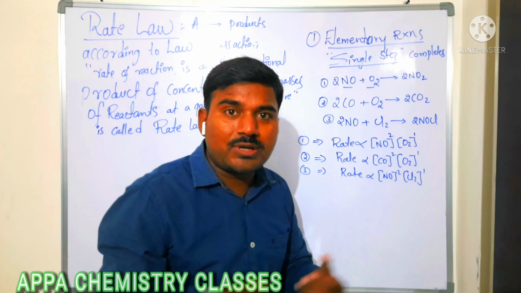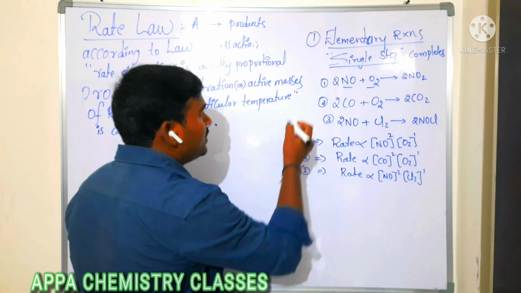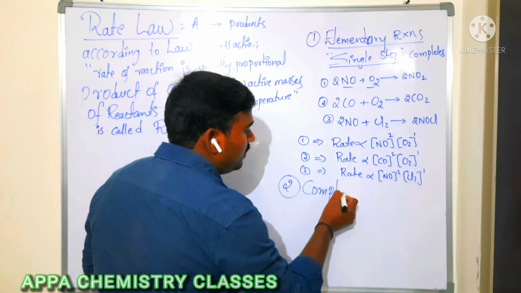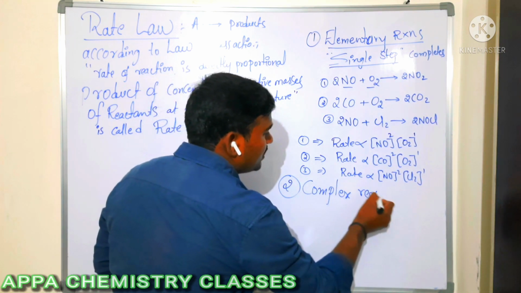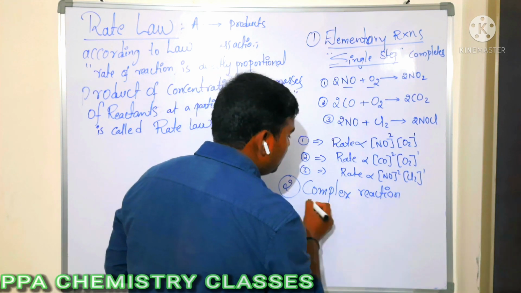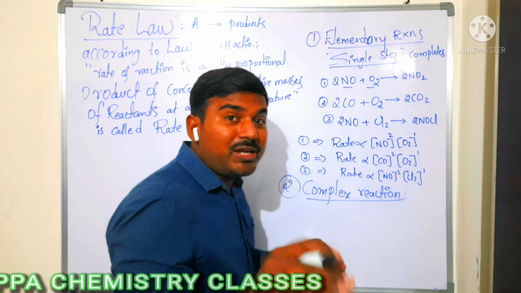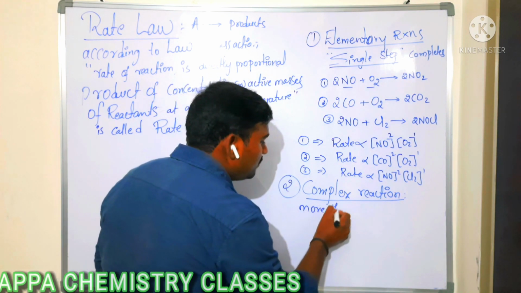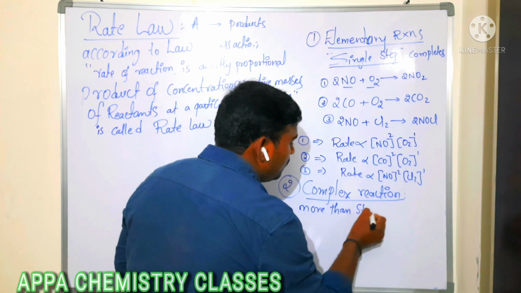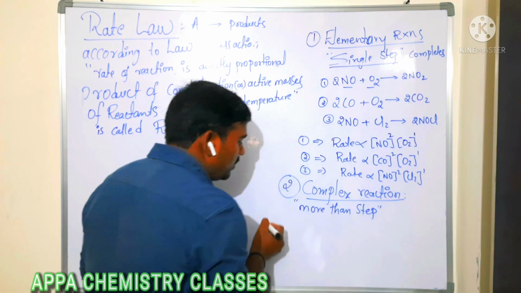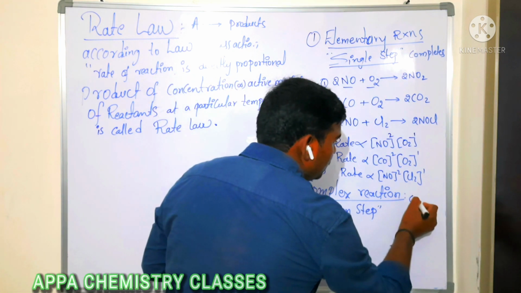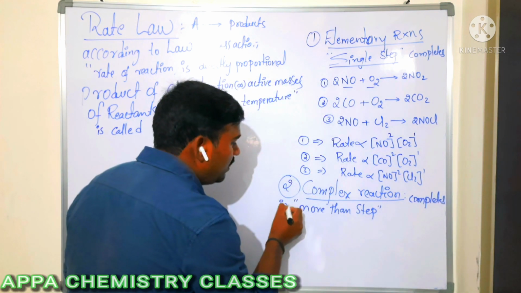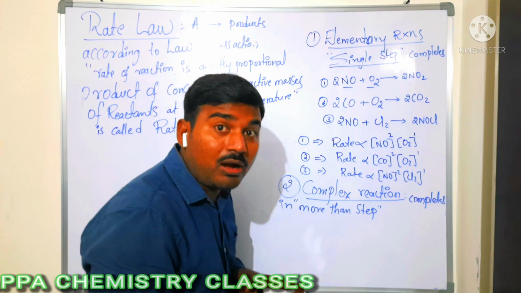What about in case of complex reaction? For example, the second type of reaction here is complex reaction. What is meant by complex reaction here? The reaction which completes in more than one step. Completes in more than one step, they are called what? Complex reaction.